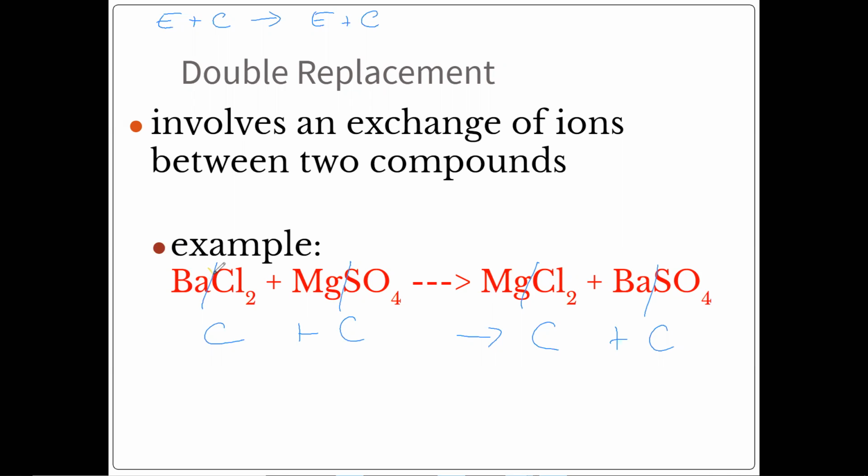So quite literally, what's happened here is these two guys have swapped places, because barium is bonded to chlorine in the reactants, but barium is bonded to that sulfate in the products. Magnesium is bonded to sulfate in the reactants, but magnesium is bonded to chlorine in the products. So the difference between single and double replacement is this: in single replacement, it's an element replacing another element. And in double replacement, we've got those elements swapping places to form different compounds.